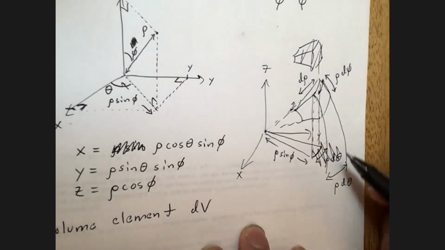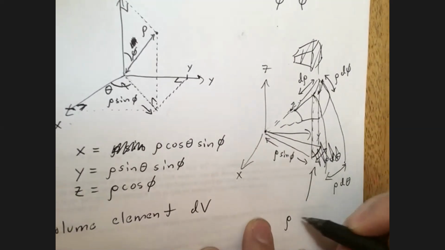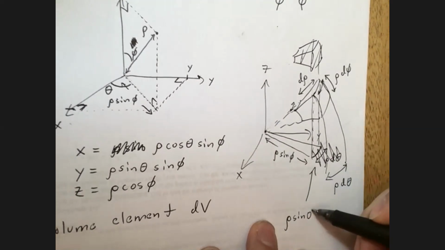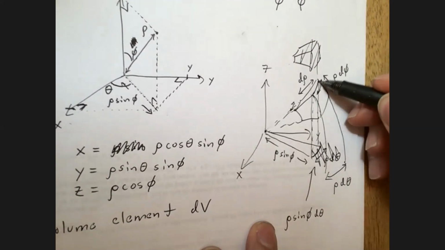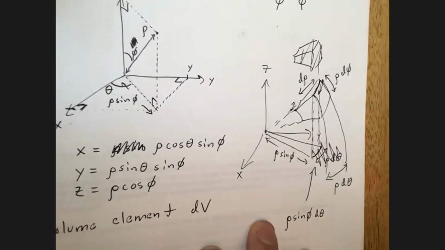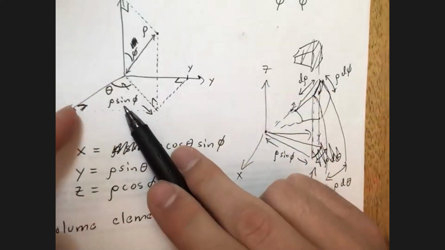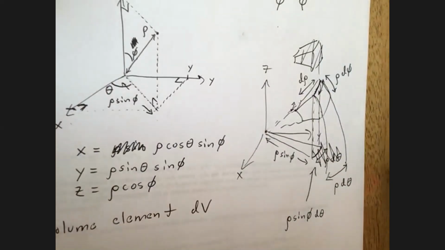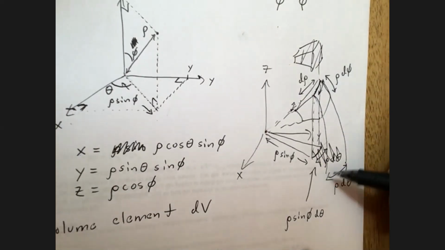All right, so instead of rho d theta, I'm going to have rho sine phi d theta. And that is how I measure this distance on this thing, because theta lives in the xy plane, and rho, when you project it down, becomes rho sine phi. I think that's the best way to say this. So that's the dimension in this other direction, and that's what I have to include.